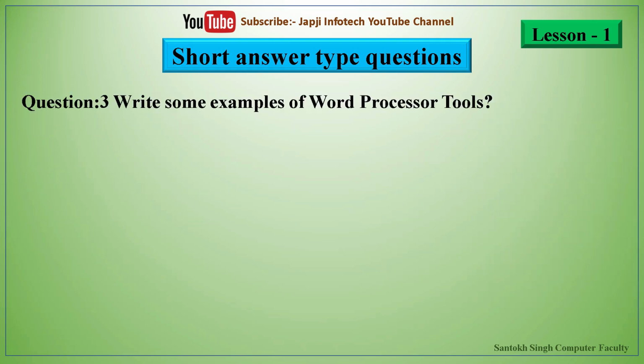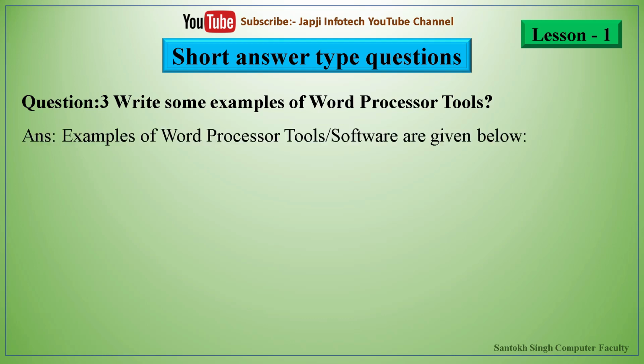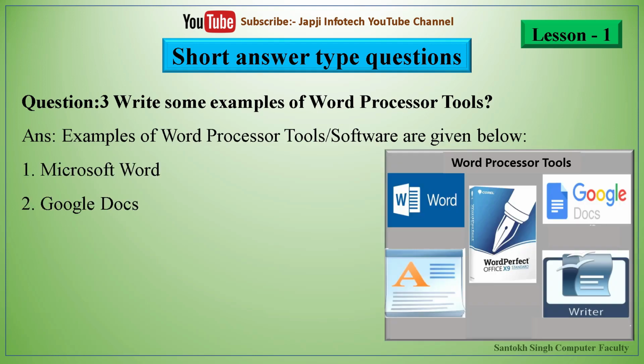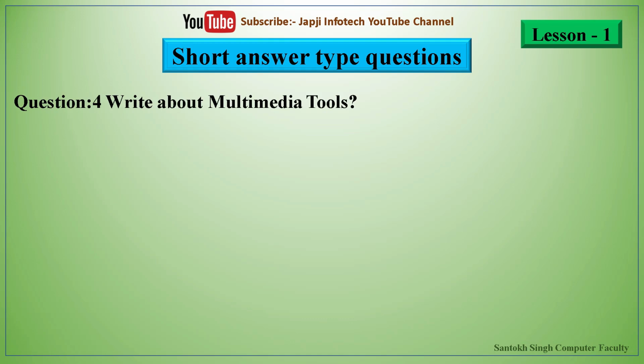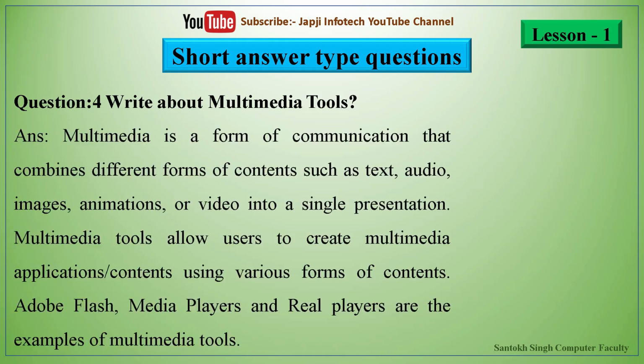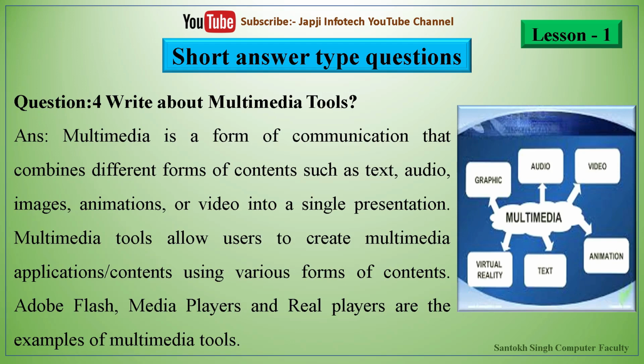And the third one is, write some examples of word processor tools. So examples of word processor tools or software are given below. The first one is Microsoft Word, second one is Google Docs, third one is OpenOffice Writer, fourth one is WordPad, fifth one is WordPerfect. And the fourth question is, write about multimedia tools. So multimedia is a form of communication that combines different forms of content such as text, audio, images, animation, or video into a single presentation.